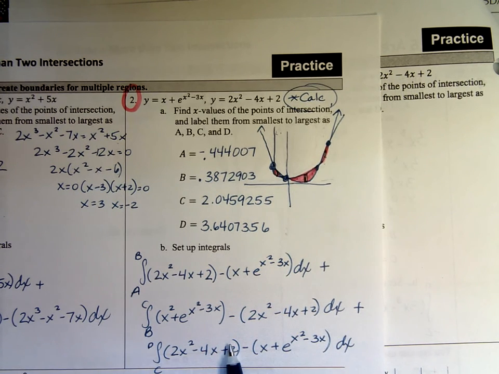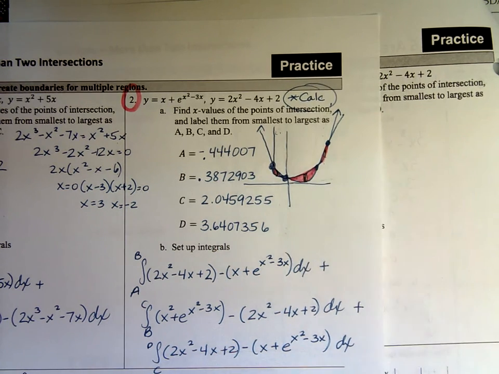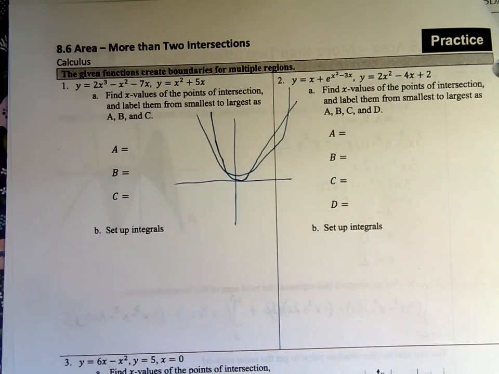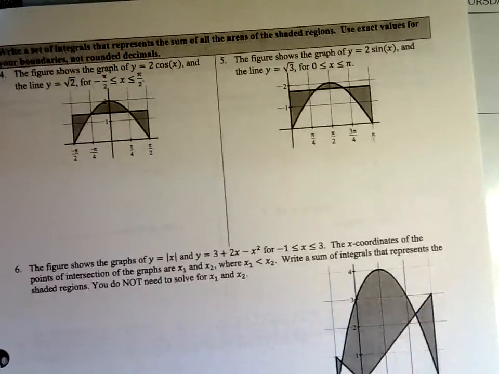So this one's a little different than some of the example problems because this one you need the calculator to figure out what your points of intersection are. All right, there's number 2. Last one I want to do is number 6. And again, this one's a little tad different than some of the other ones.